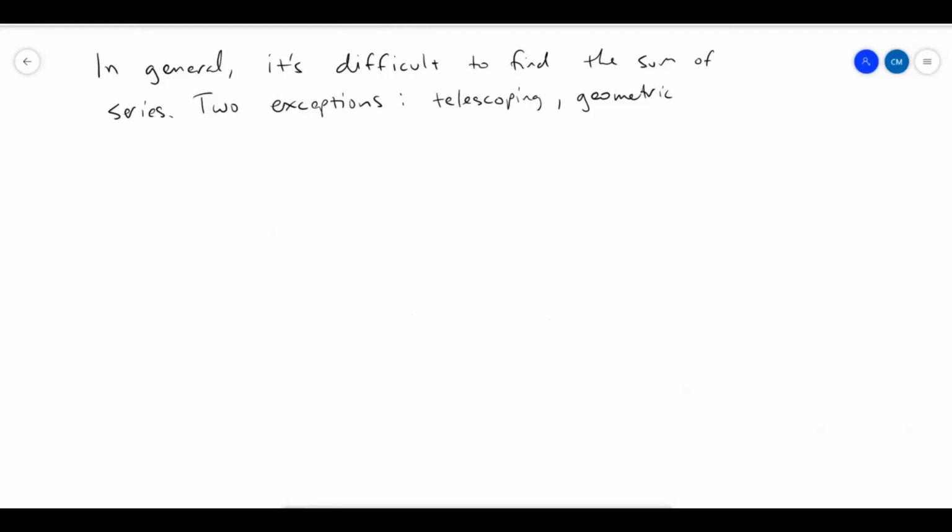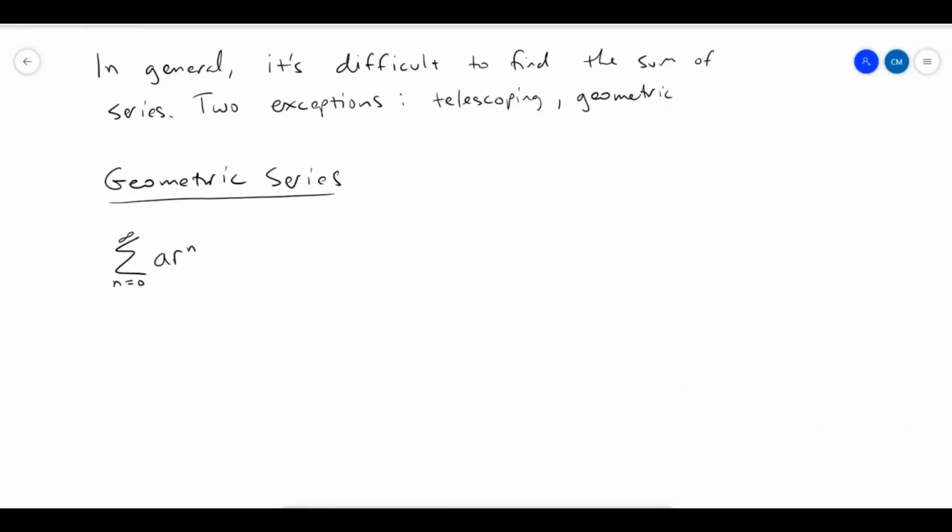So let's start with the first example, geometric, and then we'll do telescoping, even though it's in the other order on the worksheet. So let's do geometric first and then we'll talk about telescoping. Okay, so what are these? These are just a specific type of series that looks like this. When you see a series that looks like this, you know it's geometric.